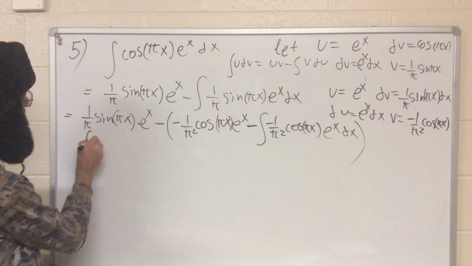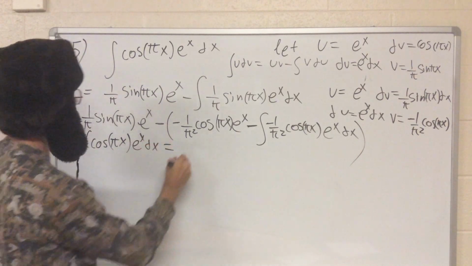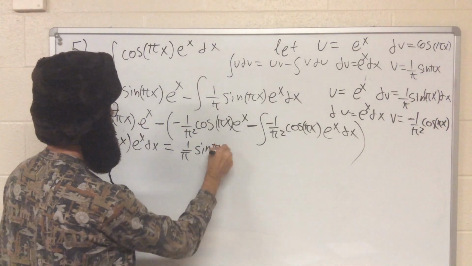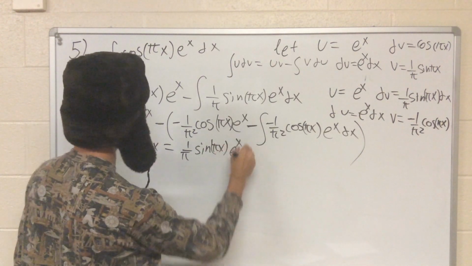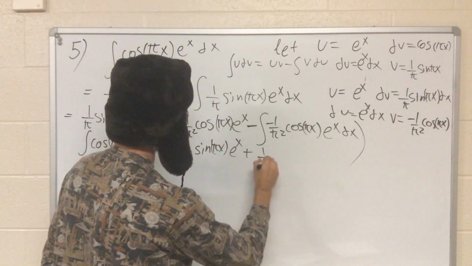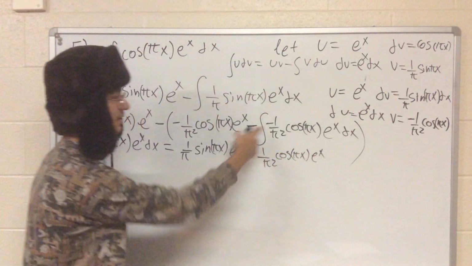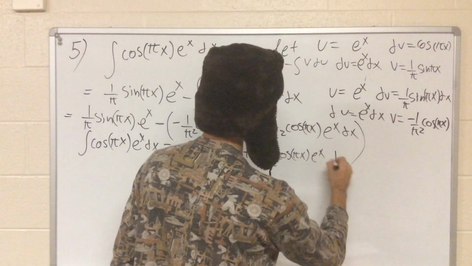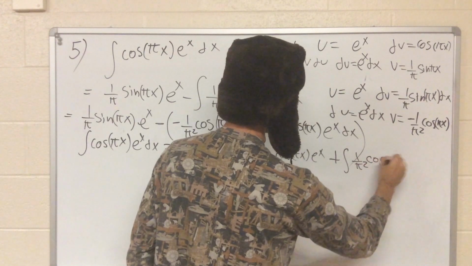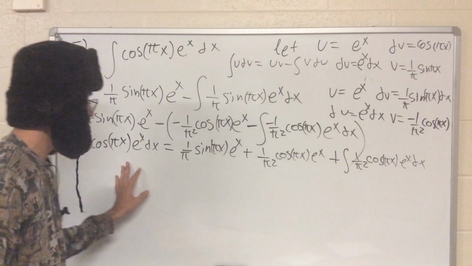So we have that the integral of cosine pi x times e to the x dx equals 1 over pi sine of pi x times e to the x. Negative times negative is positive, so it'll be plus 1 over pi squared cosine of pi x times e to the x. And then we have negative times negative is positive, so plus the integral of 1 over pi squared cosine of pi x e to the x dx. And look at that.